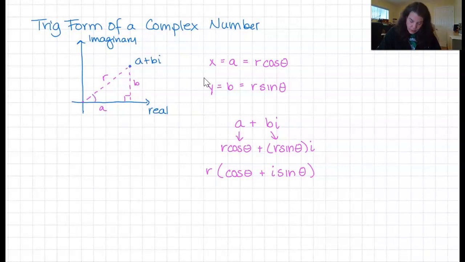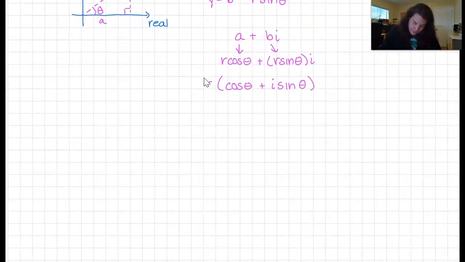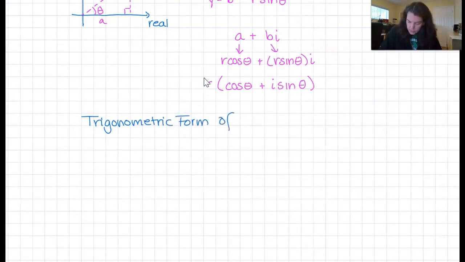And actually I should label here. Theta is the angle that we make with the x-axis. So, let's just put this a little more formally. Trigonometric form of a complex number.